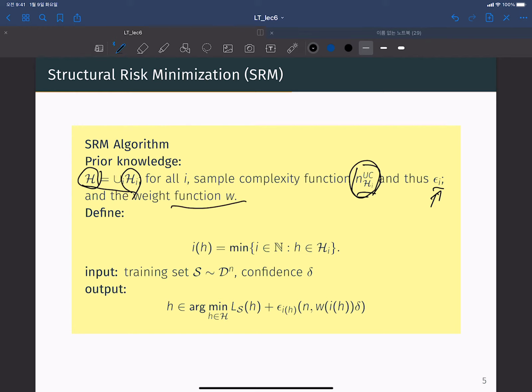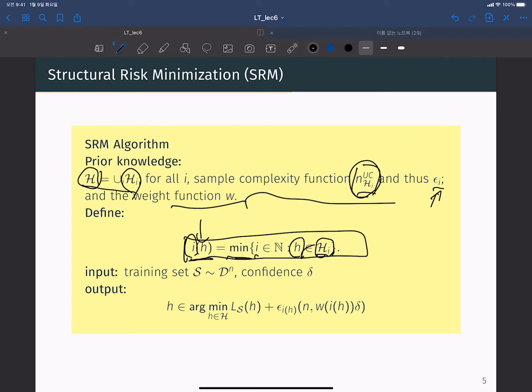And the weight function is also given to us. So all the prior information is like this, and from that we define i(h). Because there could be some overlap between the H_i, let's say for a given hypothesis h, the corresponding hypothesis class index i is the minimum of i among the hypothesis classes h belongs to.